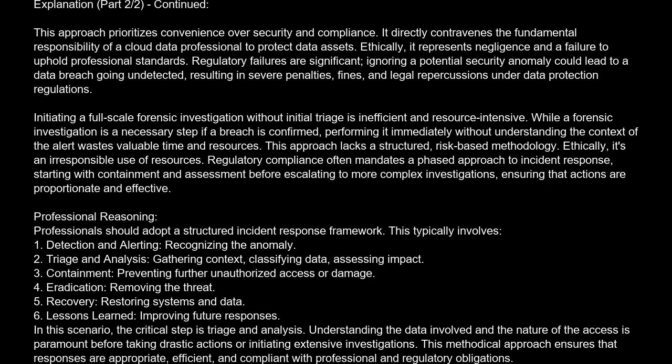In this scenario, the critical step is triage and analysis. Understanding the data involved and the nature of the access is paramount before taking drastic actions or initiating extensive investigations. This methodical approach ensures that responses are appropriate, efficient, and compliant with professional and regulatory obligations.